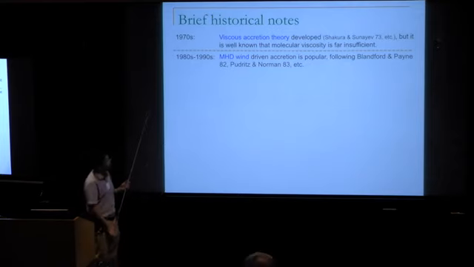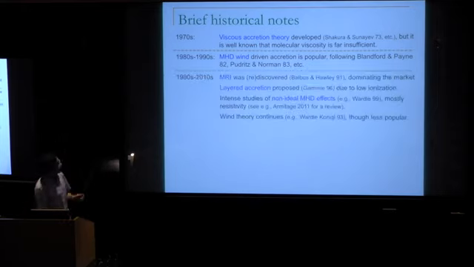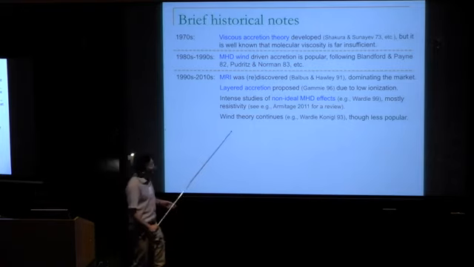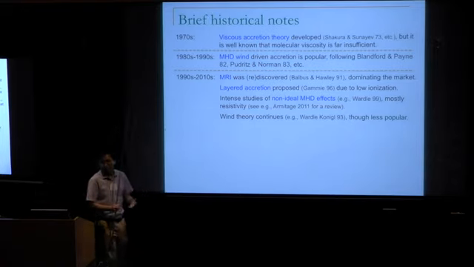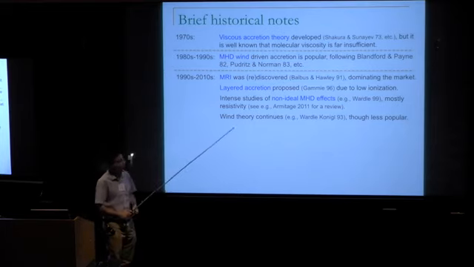In the 80s, the theory of MHD wind was developed and was very popular at that time, because people didn't know the source of viscosity, but you have a working model, which is the disk wind. And then in the 90s, the MRI was rediscovered. Immediately, people found the source of viscosity, and there was a paradigm shift. People now all worked on MRI.